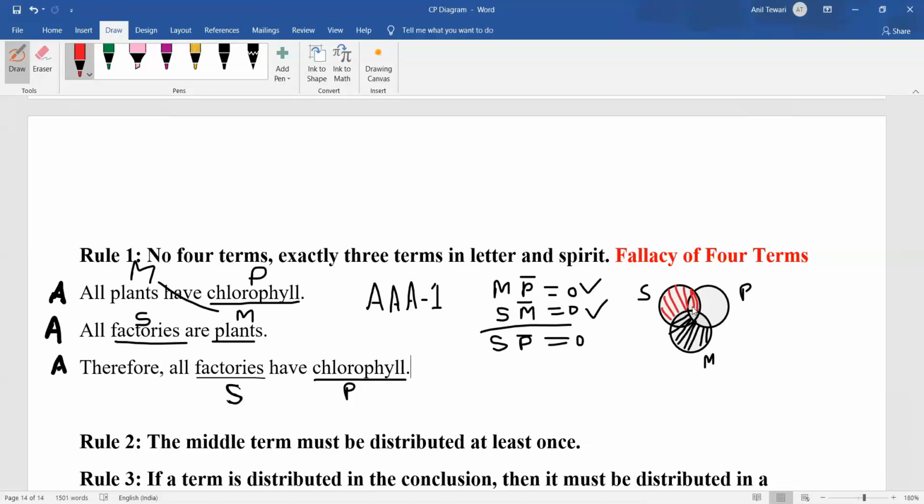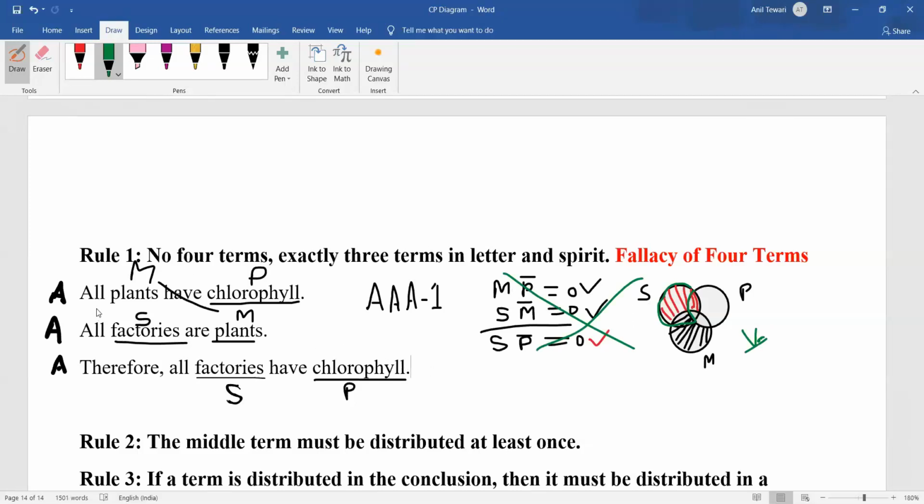And now you can just read the conclusion. Conclusion demands that SP bar is 0. So the area of subject which is outside of P is 0, which you can easily see here. This is the area of subject which is outside of predicate, so it is already 0. If you look at the rule and all the diagrammatic representation, then it looks a valid argument. But actually it is not valid. Now why is it not valid?